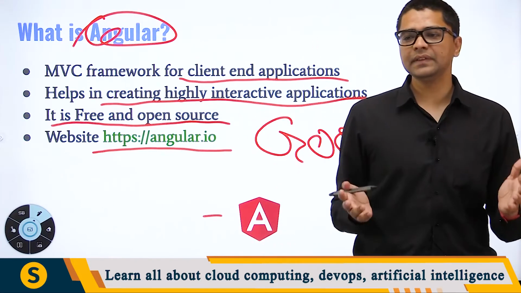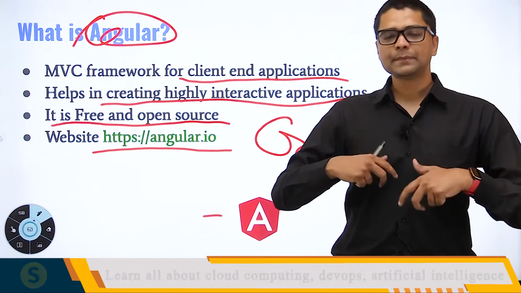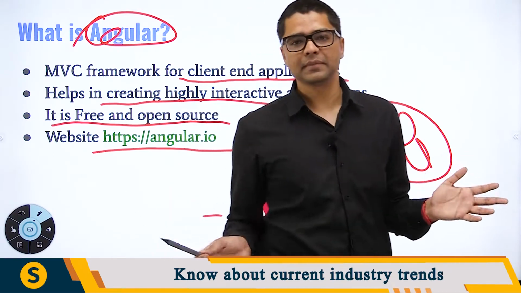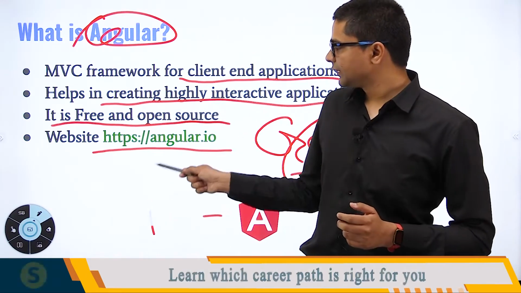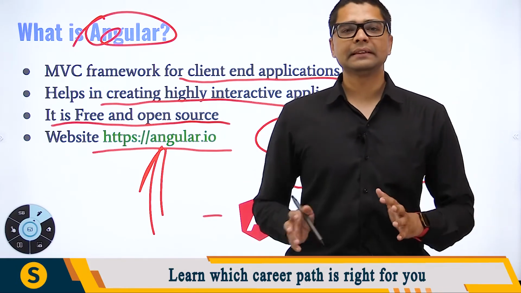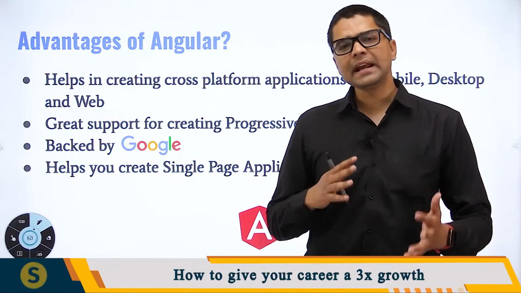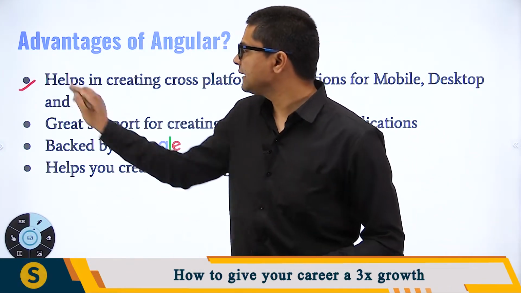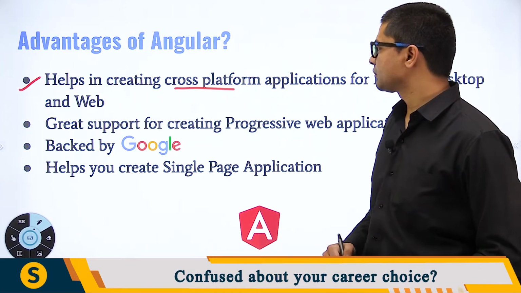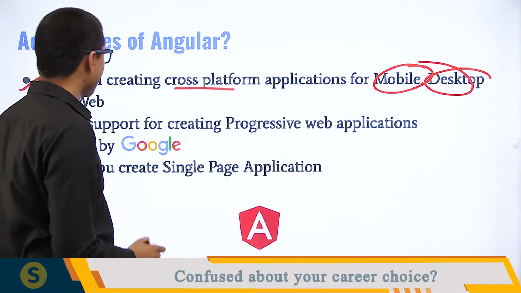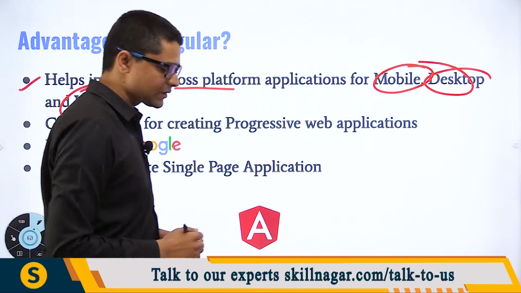So whatever expertise Google has in its own infrastructure is used in Angular to make sure that it is up to date and as current as it can be. Okay, so what are the advantages we get with Angular? First of all, it helps us create cross-platform applications. You can create applications for your mobile phone, for your desktop, and for the web.